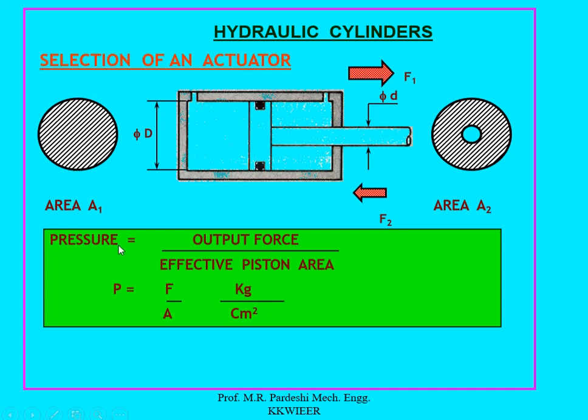So how to calculate the pressure? Pressure is nothing but output force upon effective piston area. Which is the area exposed to the fluid? That fluid has to push the piston and the rod either to the left side or the right side. So the effective piston area will be responsible for generating that much pressure in the system. Output force is capital F and effective piston area is capital A. The force is measured in kg, and capital A is in centimeter square.